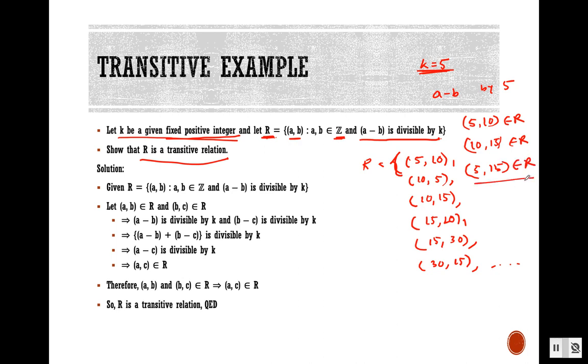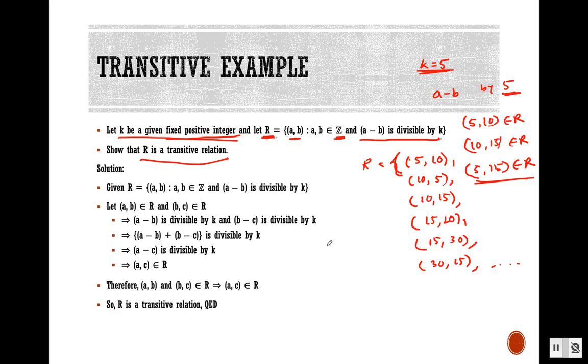So if we can prove that for every A, B, C, if (A, B) belongs to R and (B, C) belongs to R then (A, C) belongs to R, then we can say that this is a transitive relation. Now from here it is going to belong to R because 5 minus 15 is minus 10, and minus 10 is also divisible by 5.